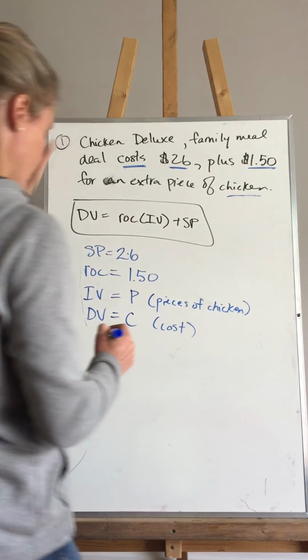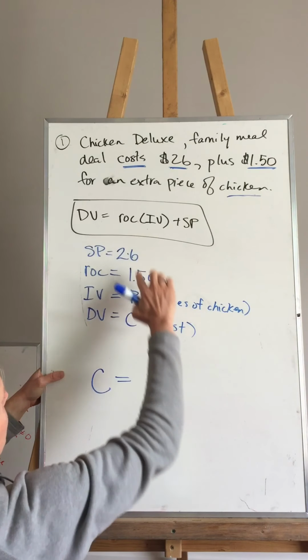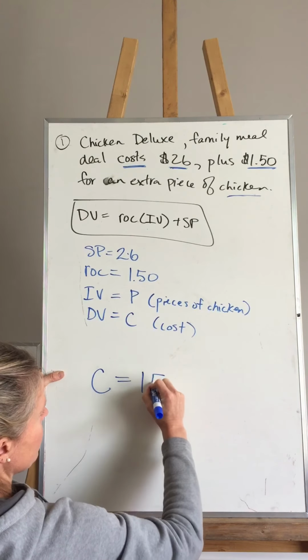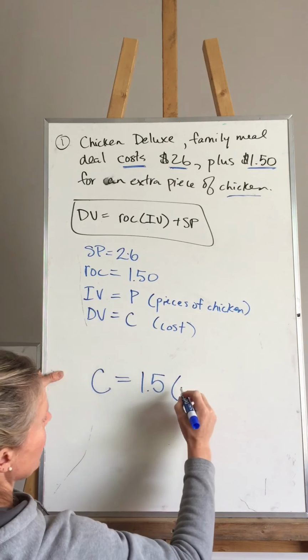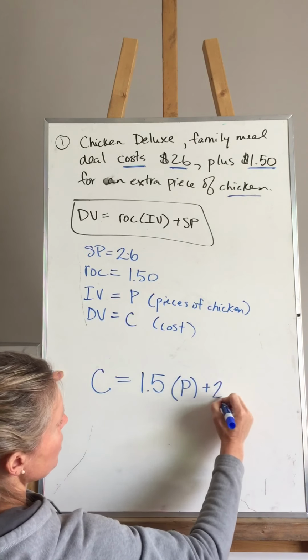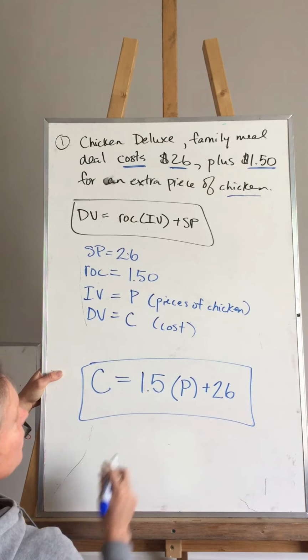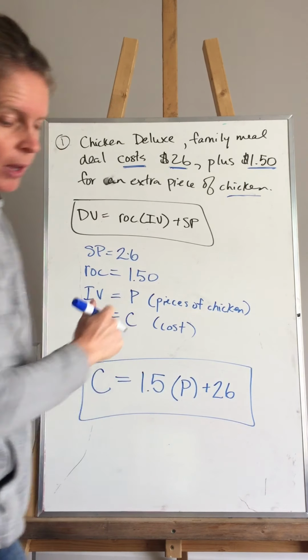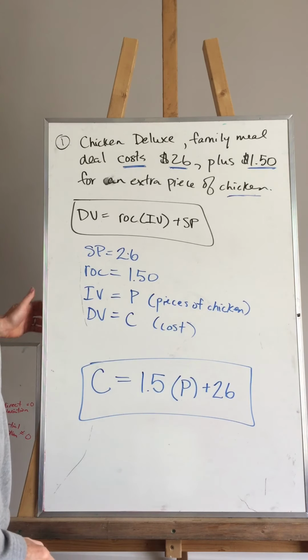So my dependent variable is C. My rate of change is 1.5 times my independent variable, which is P, plus my starting point, which is 26. C = 1.5P + 26, and that would be your answer right there. That is the equation for families buying chicken at Chicken Deluxe.